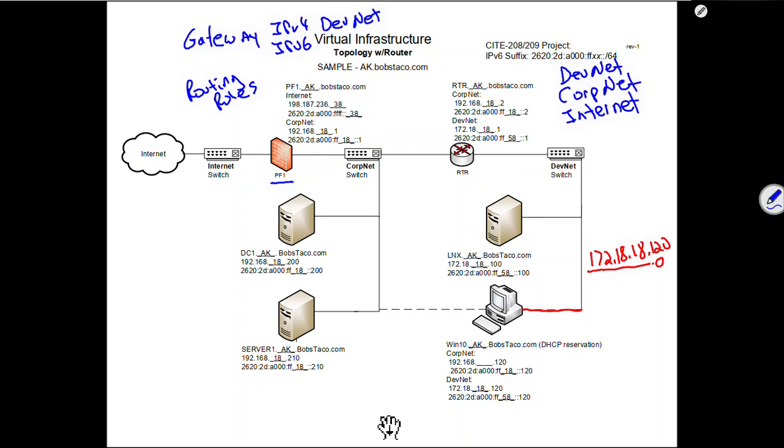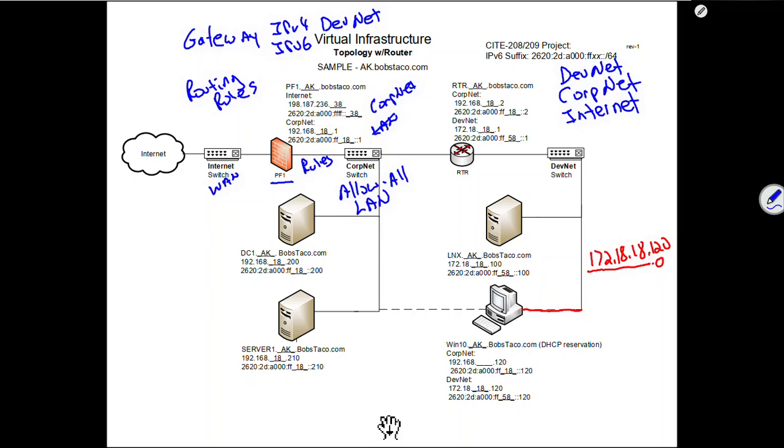The firewall side of PF1, we have to create rules that will allow traffic from DevNet. PF1 out of the box has some default rules. Remember that when you install it, it calls this WAN and it calls this LAN. And I renamed mine to CorpNet. So it has WAN and it has CorpNet. Its default behavior is it creates what's called an allow all rule for its LAN interface, or in my case, CorpNet. So those rules are created out of the box.